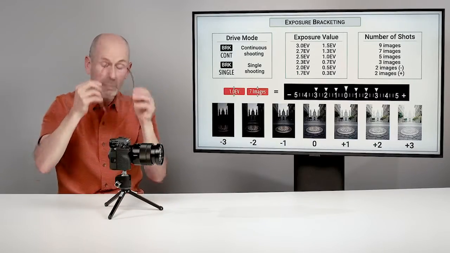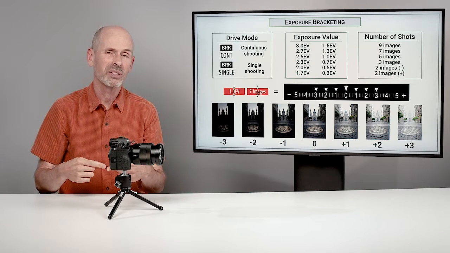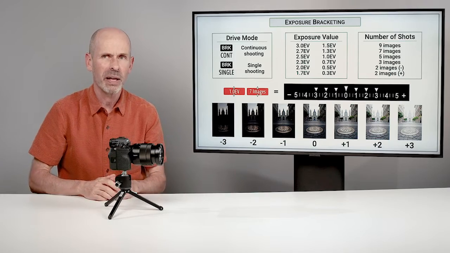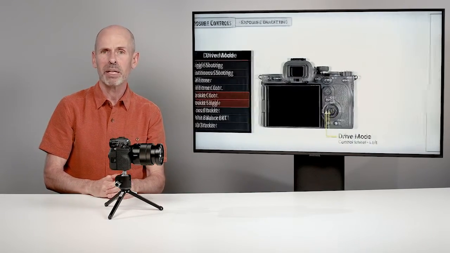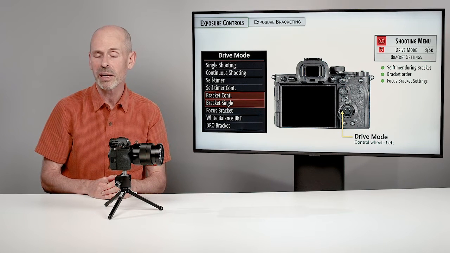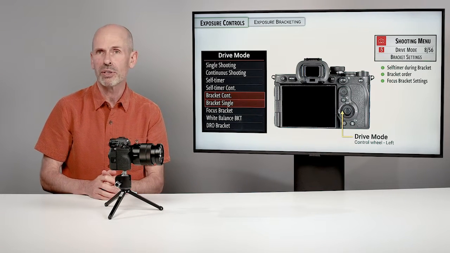Now, I am not the biggest fan of the order that is shot, and that's one of the things that you get to customize when you go into the menu. And as I say, we'll talk more about that later, but that is something that can be customized. If you do want to go in and do it, you can go into your shooting menu under the drive mode, under the bracket settings, and you can change the bracket order. You can also have a self-timer start the whole thing off so that way you're not actually touching the camera. So good option, good place to use in certain situations.